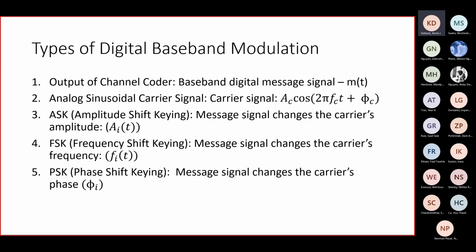The analog sinusoidal carrier signal, so that's just going to be the carrier signal. We have the ASK, amplitude shift keying. It's going to be the message signal that changes the carrier's amplitude. The FSK, the frequency shift keying. Message signal that changes the carrier's frequency, right? And then phase shift keying, PSK, message signal changes the carrier's phase.